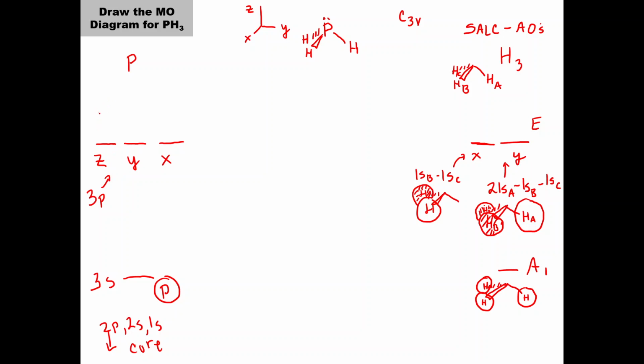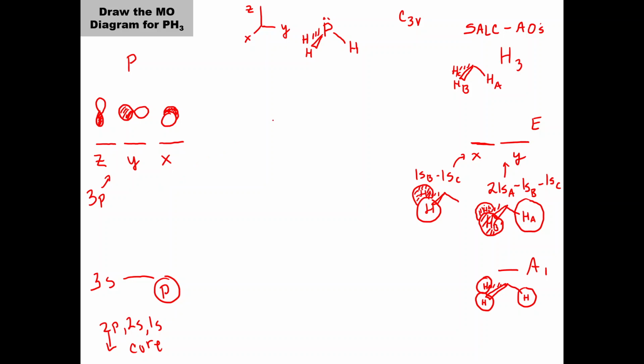The PZ goes up and down. The PY is sideways like this. And then the PX has that lobe in front and then one that's in the back that's shaded. Okay. So you can see that PX, PY, PZ following our Cartesian symmetries. And so these are the atomic orbitals on the phosphorus.